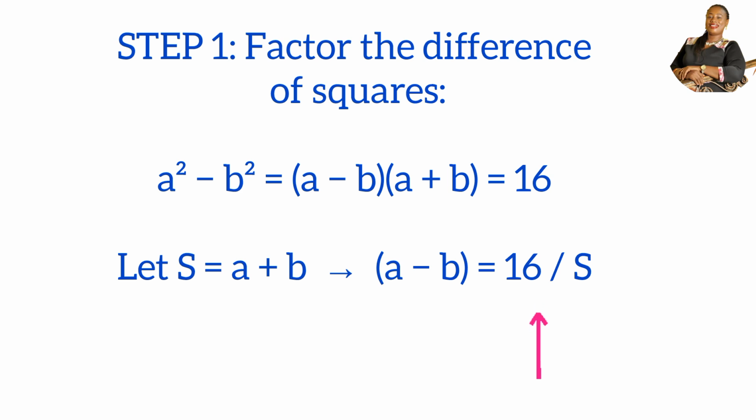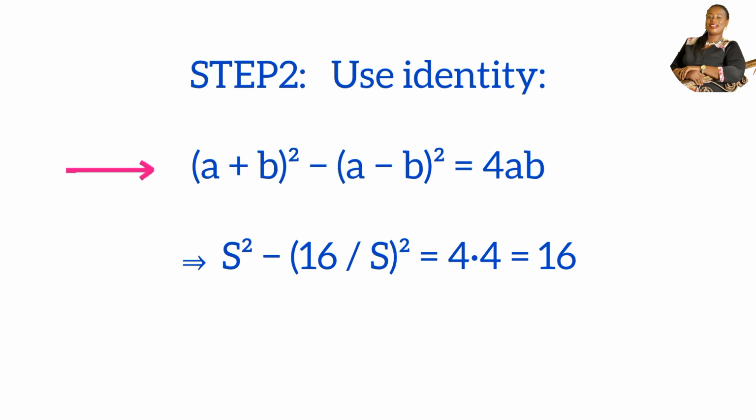So now, instead of two unknowns a and b, we have expressions involving just one variable s, which will make the rest of the problem easier to solve. Next, we will use a useful algebraic identity, which states that (a plus b) squared minus (a minus b) squared equals 4ab. Since we already identify a plus b as s and know that a minus b equals 16 over s, we can substitute these into the identity.